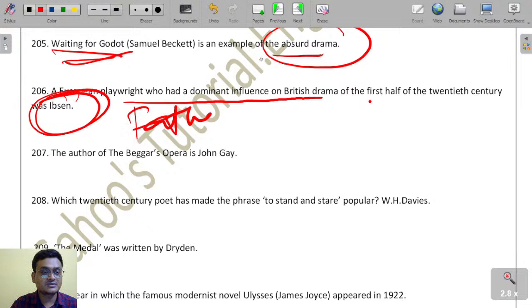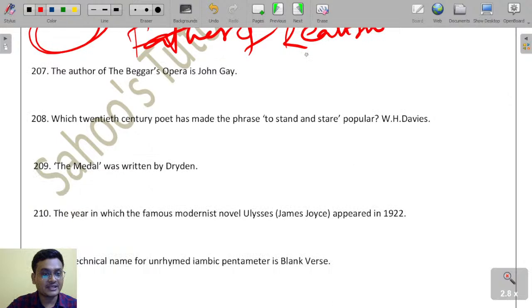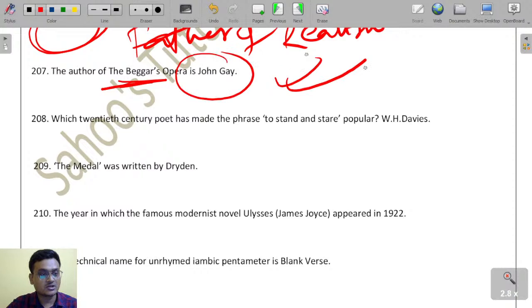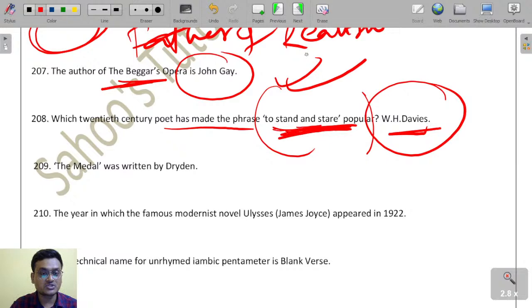Okay. The author of Beggar's Opera is John Gay. Beggar's Opera written by John Gay. John Gay has written Beggar's Opera. Which 20th century, okay, poet has made the phrase 'to stand and to stare' popular? W.H. Davies, okay. To stand and stare, popular, okay. Made this phrase popular, 'to stand and stare', W.H. Davies.